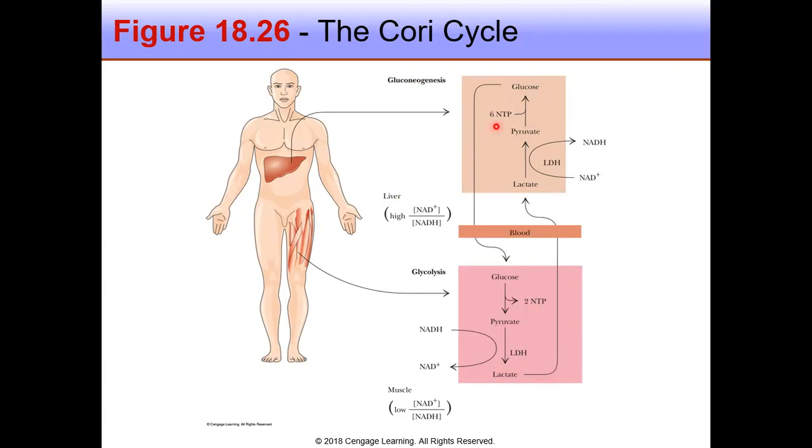It consumes how many? 6 NTP. What is this N? N for nitrogen base. You remember this process consumed 4 ATP plus 2 GTP. So this N could be adenine or guanine. And this N down here is only adenine. So this is 2 ATP. Now, after glucose is synthesized in the liver, it goes all the way through the blood back to the muscle, where it is used for another exercise, and so on. Notice here, in the muscle, we have a low NAD+ to NADH ratio.